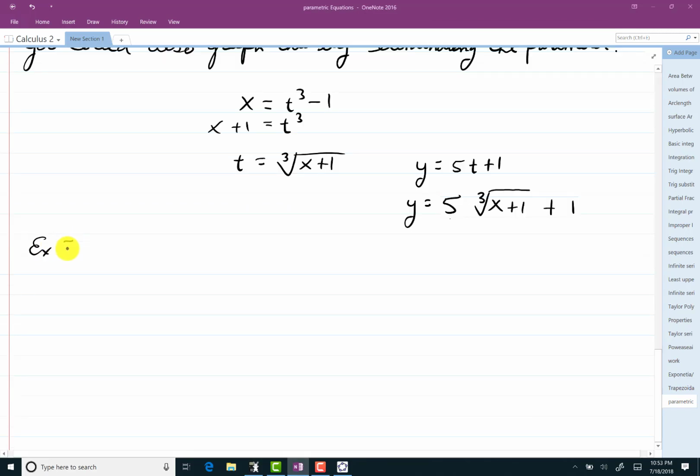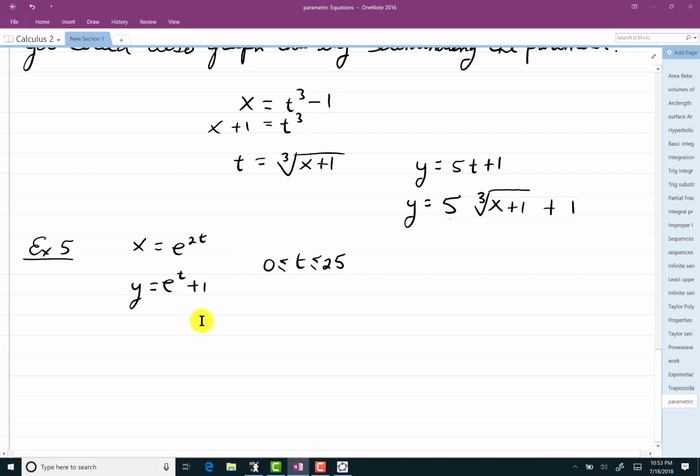Let me do another example of eliminating the parameter. Suppose I have x equals e to the 2t, and I have y equals e to the t plus 1. And I want t to go from 0 to 25.